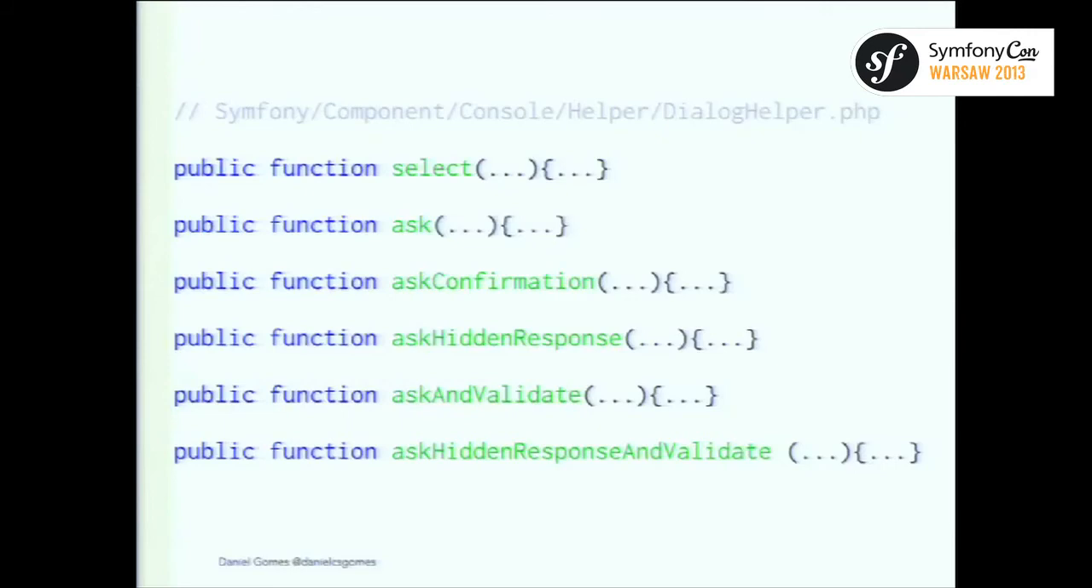Dialog helper. Dialog helper provides you 6 methods. Basically, some are almost equal. The difference is that there are some validations. You have the select one. This one is very cool because you can pass an array and it will give you a list with every entry of the array with its number, and you don't need to do anything to output it. It will do that for you and put validations on that. So it's quite cool. The ask is a normal question, an open one. Ask and confirm is a true or false question. Ask hidden response is basically when you need the user to type passwords and stuff like that. Ask and validate, you can pass a function for validating the input. And the last one is the same for hidden response.